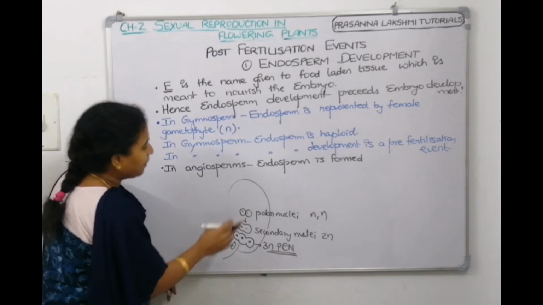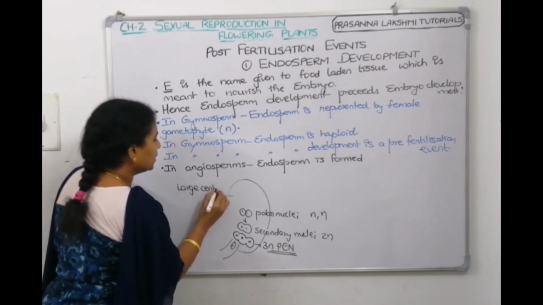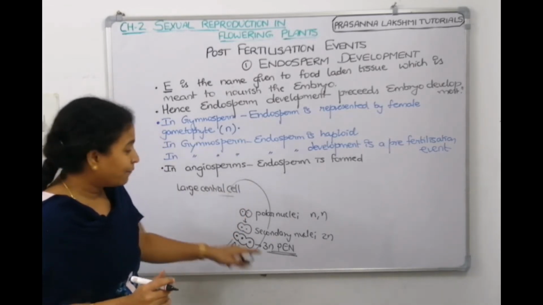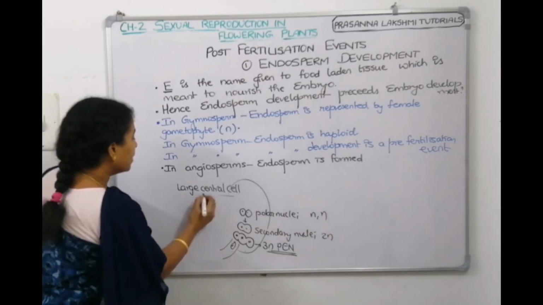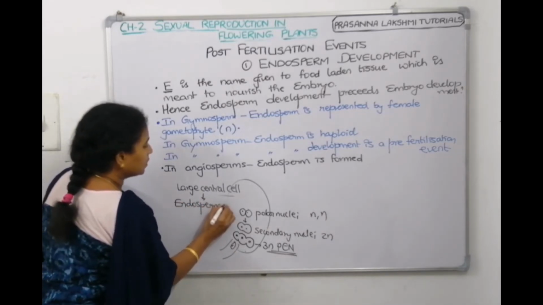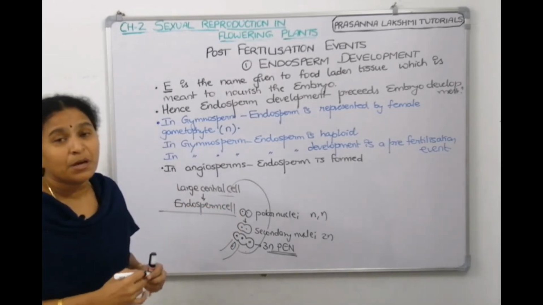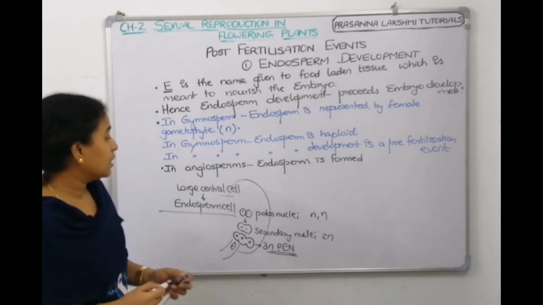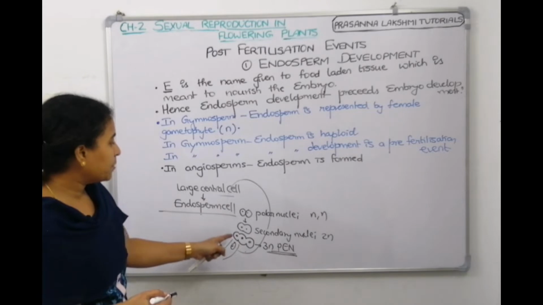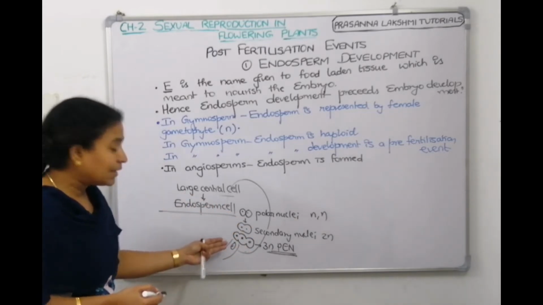Where is all this happening? In this large central cell. Now this large central cell, after the PEN is formed, converts into an endosperm cell, right? Like this, endosperm is formed in angiosperms, and this process is called triple fusion. Triple fusion means 1, 2, 3 nuclei are fusing, and it is fertilization since the male gamete is involved.